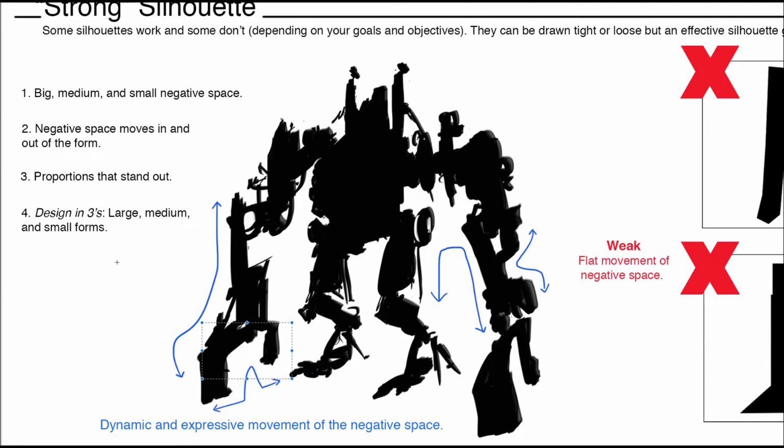Big, middle, and little forms. Big forms would be the things that tell the story. That would be these big clamping limbs. Middle-sized forms would be the general shape of the torso, how the shoulders work. And little forms would be things like pulleys, pistons, hydraulics, and these fun little smokestacks.